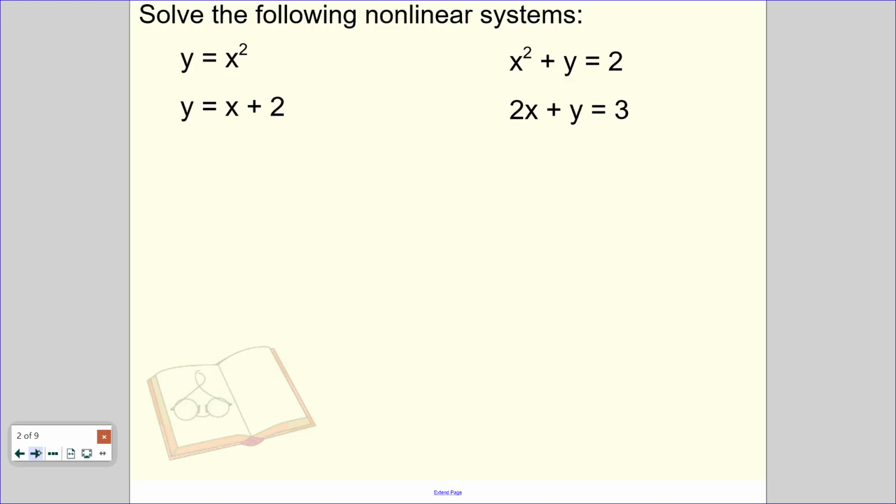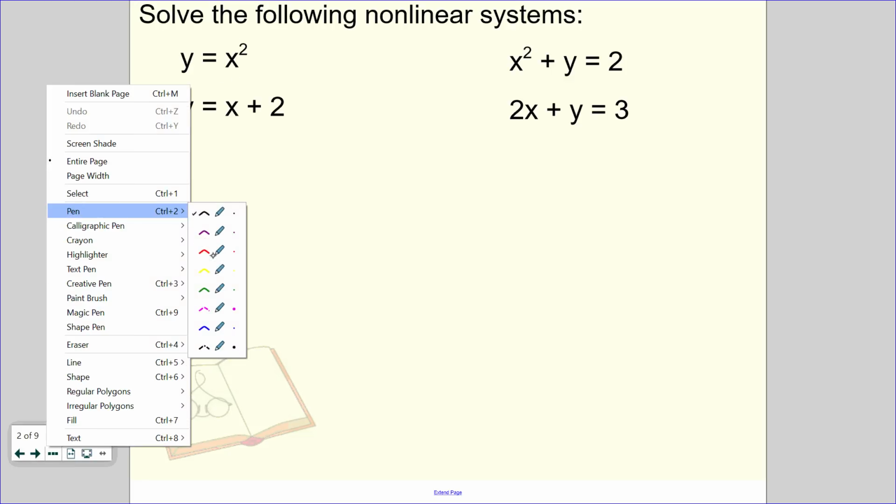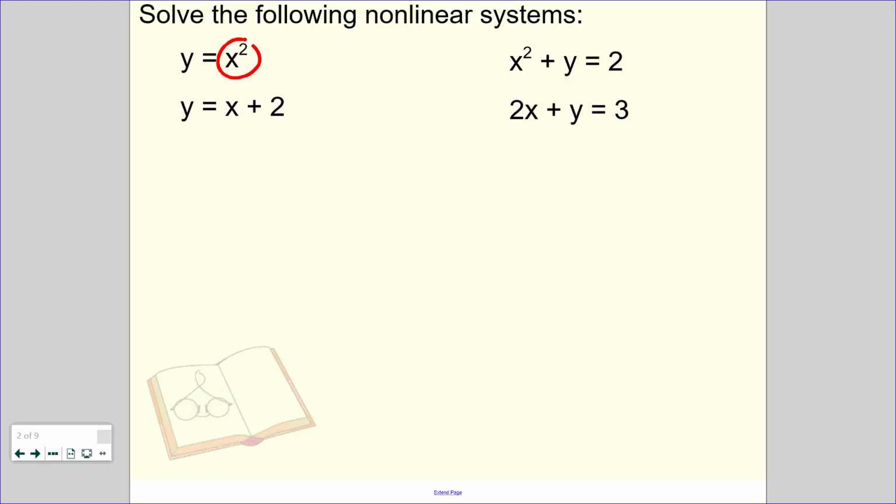In this first problem, I noticed that the y is already alone, so I think substitution would be a good choice. I'm going to go ahead and circle what my y is equal to, x squared in this case, then plug it in for y in the other equation. That gives me x squared equals x plus 2. Now when you have a nonlinear equation, once you do the substitution or the elimination step, you still have all one variable, but you may have different powers, meaning you have something like a quadratic in this example.